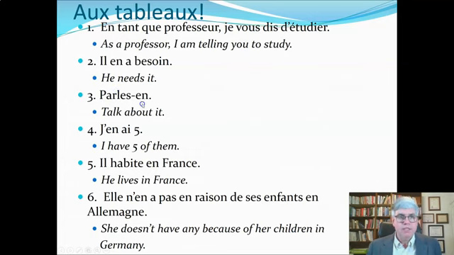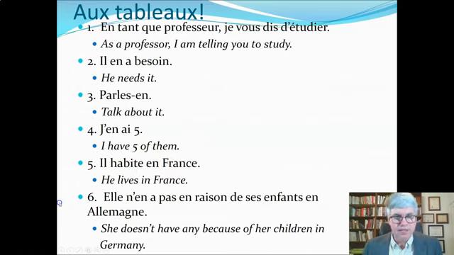Parles en. So here we have an imperative with the pronoun stuck at the end. So this means talk, and then this replaces de plus something. So talk about it. J'en ai cinq. I have 5 of them. We don't know what they are, but I have 5 of them. Il habite en France. He lives in France.